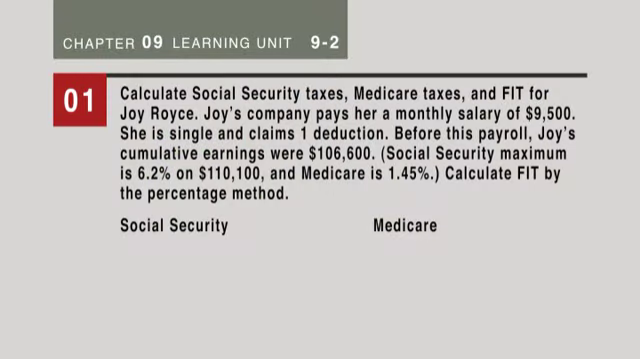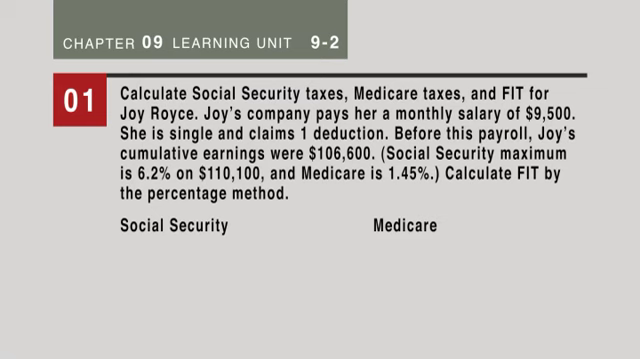So let's take a look at number 1, where we calculate the Social Security tax, the Medicare, and the FIT for Joy Royce. Monthly salary is $9,500. She's single. She claims one. Before this payroll, her cumulative earnings is $106,600. Keeping in mind we're using the Social Security rate of 6.2% on $110,100. The Medicare rate is 1.45% with no base whatsoever.